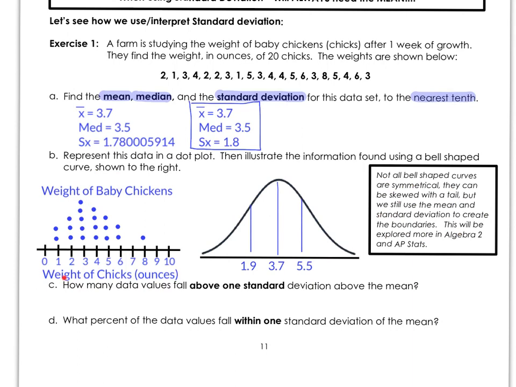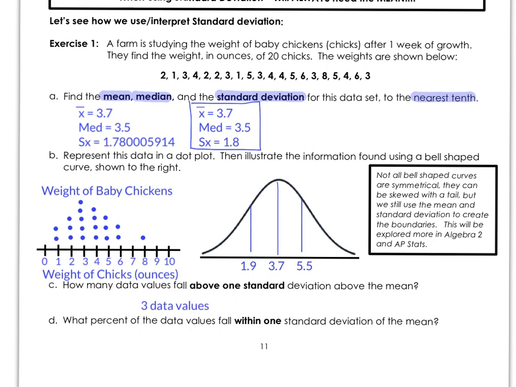The next question says, how many data values fall above 1 standard deviation above the mean? So if we have the 3.7, above 1 standard deviation above the mean would mean we need to add 1.8 to that, giving 5.5. That's 1 standard deviation above the mean. So how many fall above 1 standard deviation? If I look back, that means we're looking for greater than 5.5, that would be here. So that would be our 6, so 2, and then 8, 1. So 3 data values fall above 1 standard deviation above the mean.